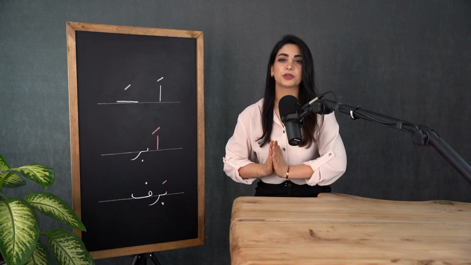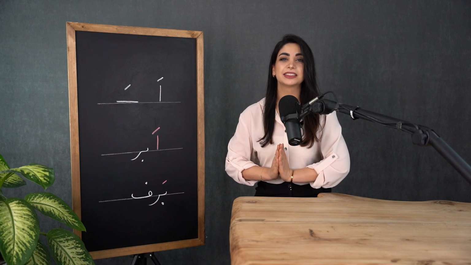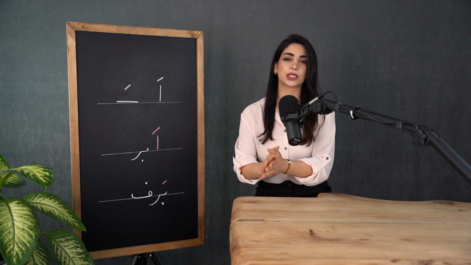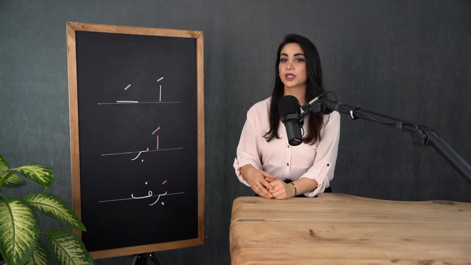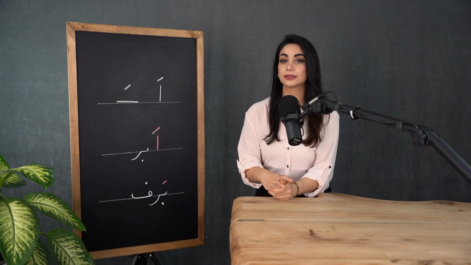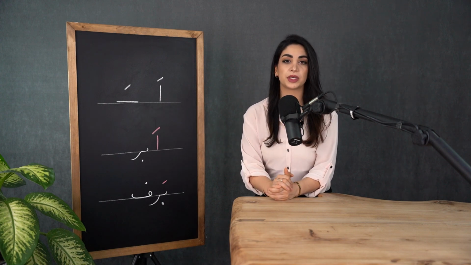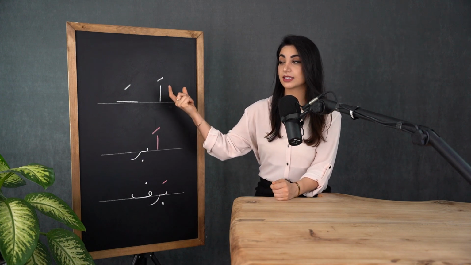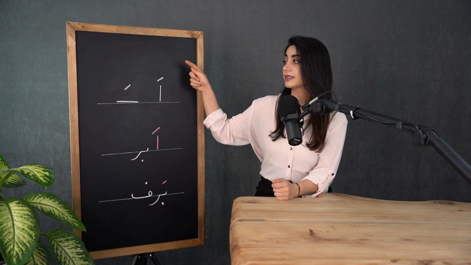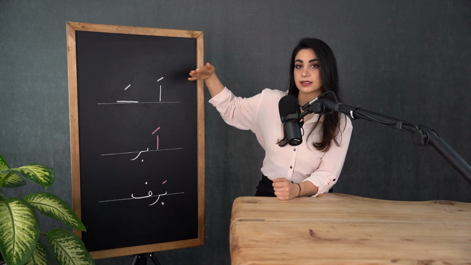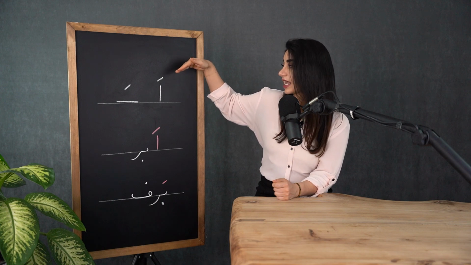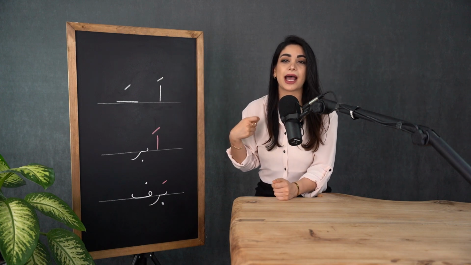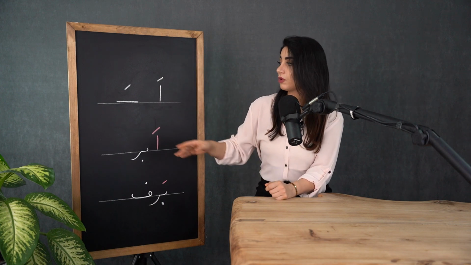Now attach it to each other. Ba. Barf. Let's go and see how it works. Look here. Looks so familiar, right? This one looks like A, but instead of that hat, it has something like this, and it sounds A.